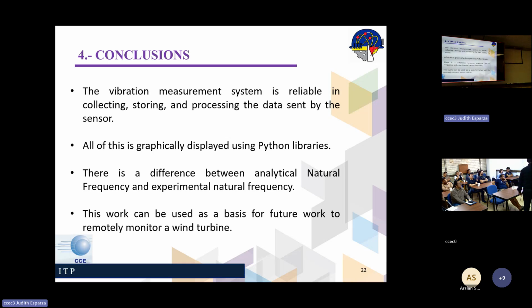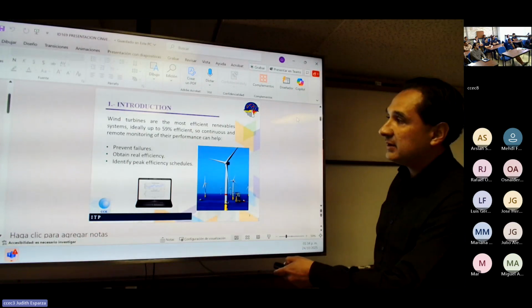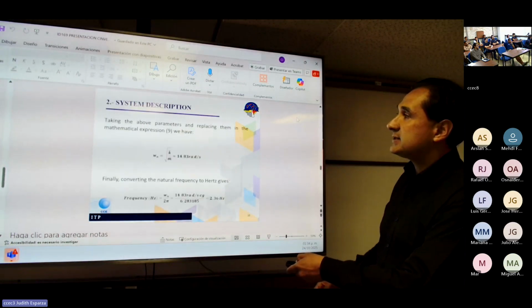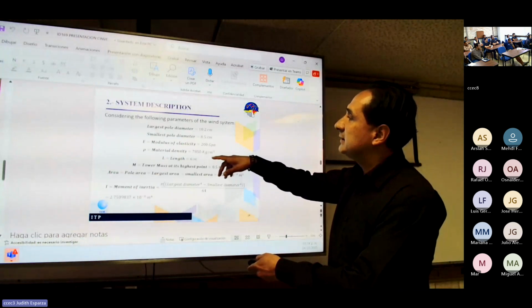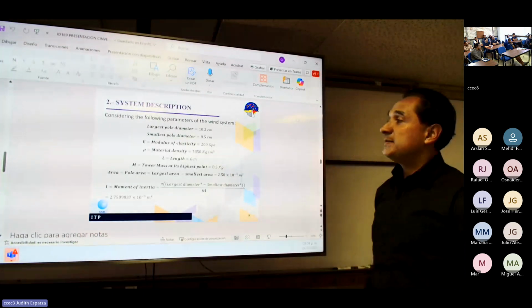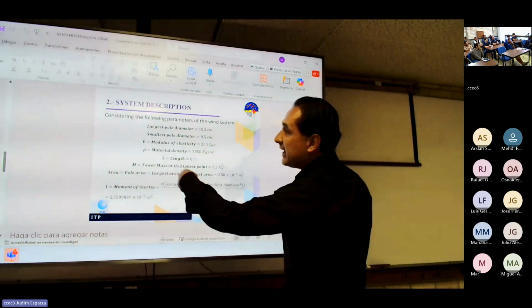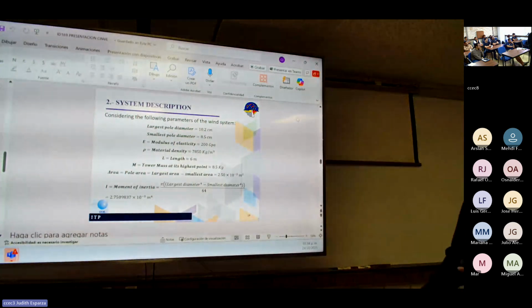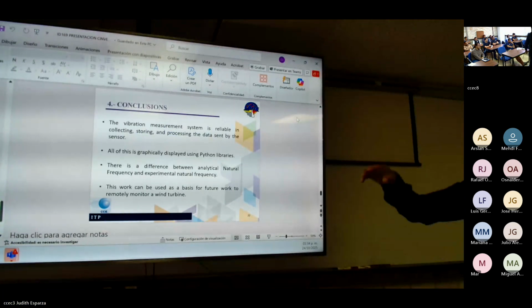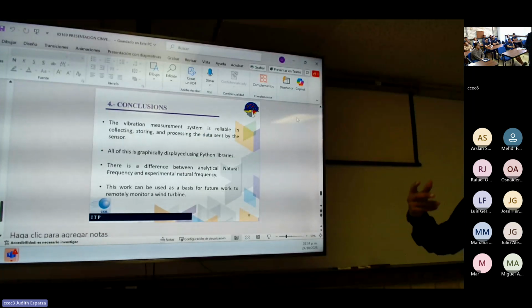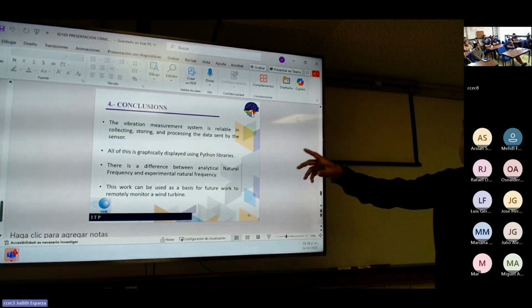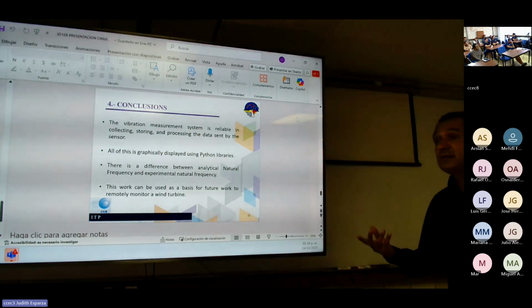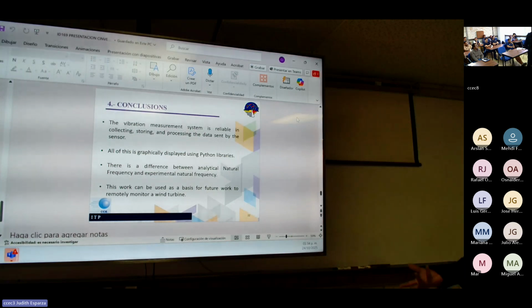So, another reason is that these parameters are approximations, specifically the tower mass and tower diameter, because the wind turbine system is in operation, and it's very difficult to get up there and take these parameters. But these parameters are close to the real parameters.